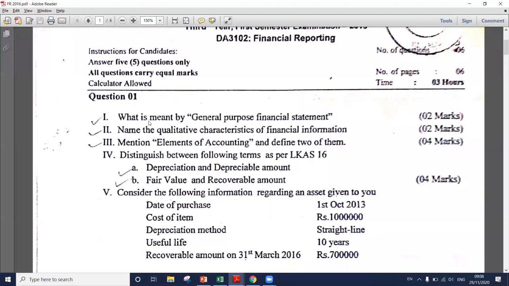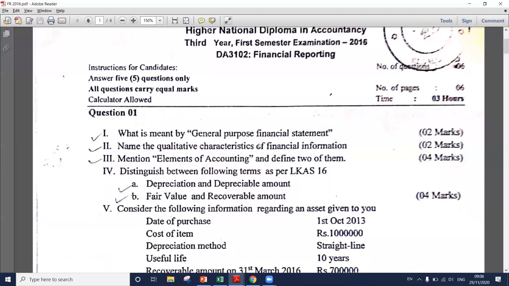Part one asks what is meant by general purpose financial statements. What are general purpose financial statements? Those are the financial statements prepared in common to all interested parties. The financial statements prepared in common to all interested parties are general purpose financial statements. When they ask for the meaning or definition, they give the objective, and when they ask for the objective, they give the definition, so don't mix up those two.